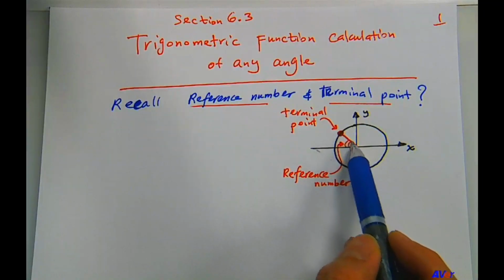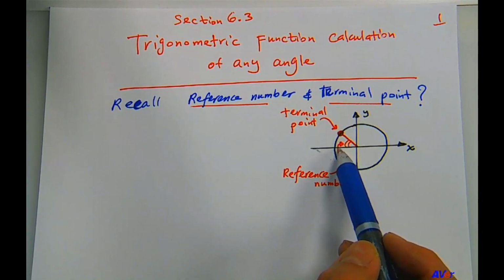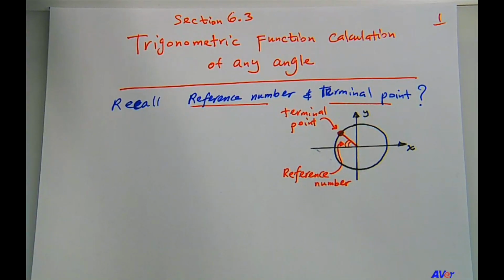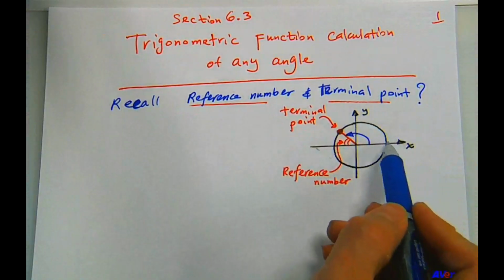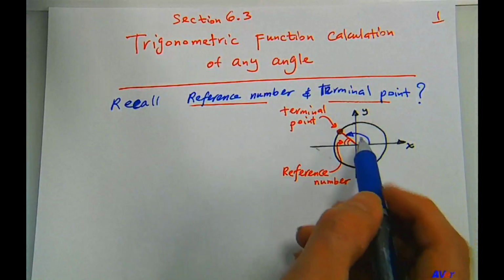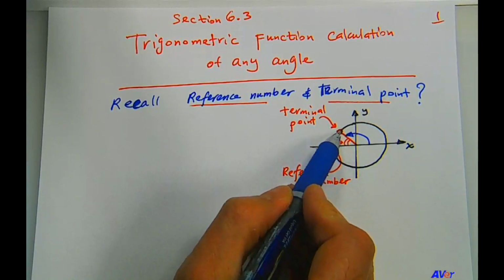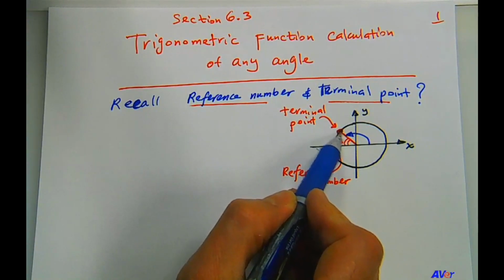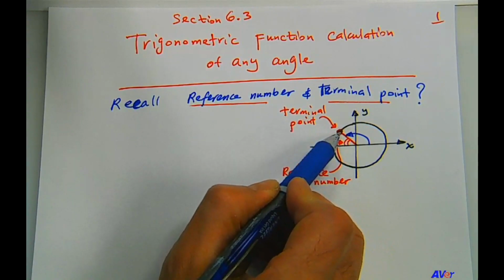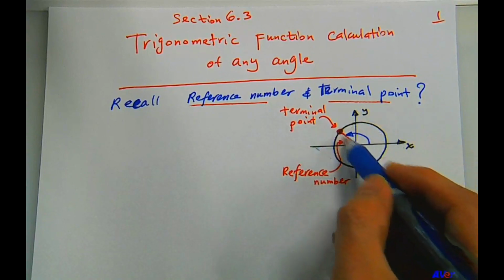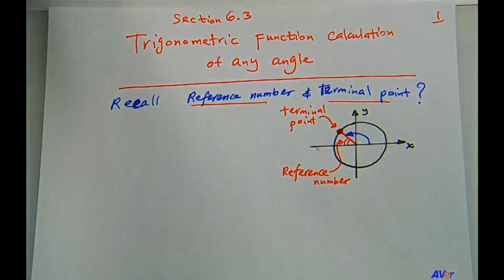that the terminal side of an angle makes with the x-axis. So if this is the angle that we've moved from the positive x-axis, then the terminal side is this red line that you see, and the tip of that red line, which is on the unit circle, is called the terminal point. But the angle that that terminal side makes with the x-axis is called the reference number.